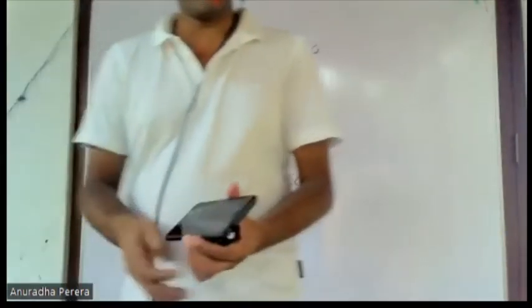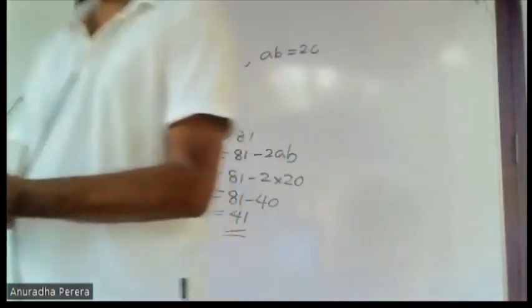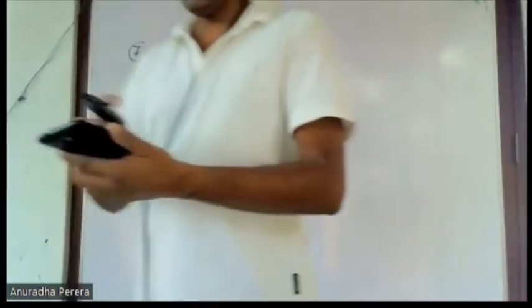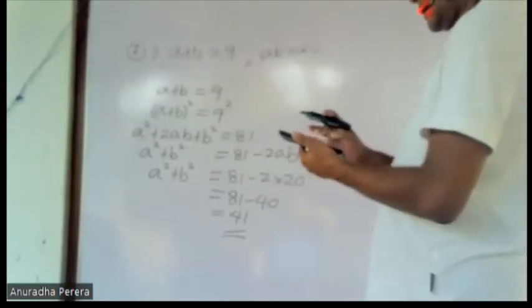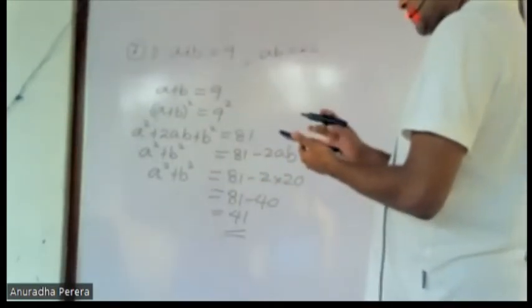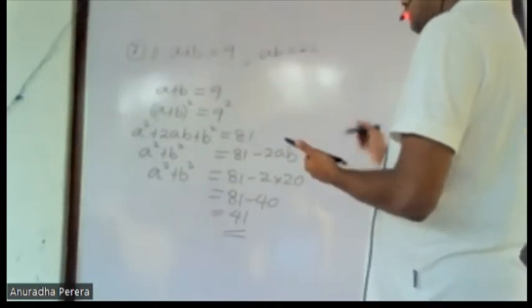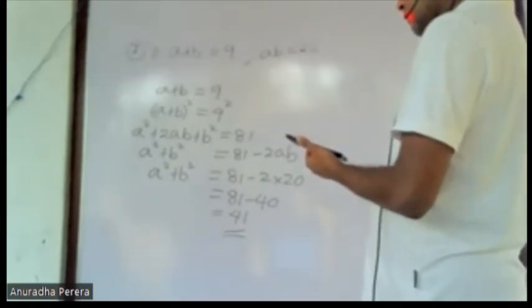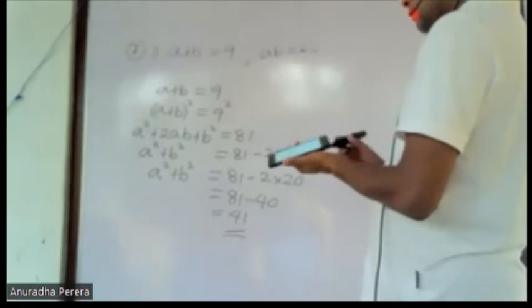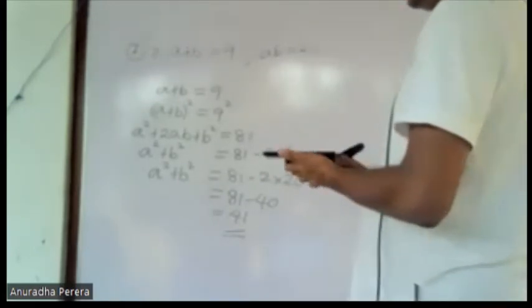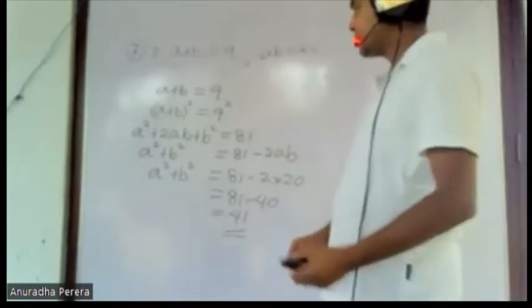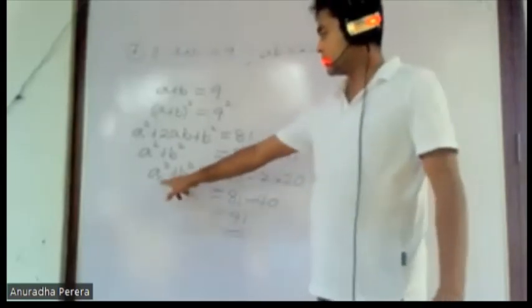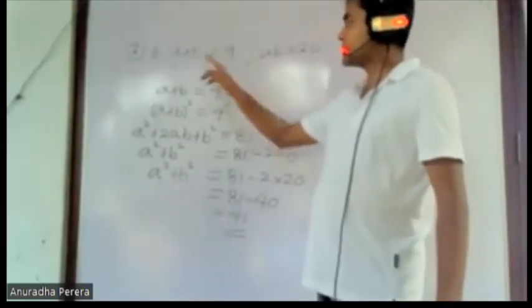Last question. Find the value of a squared minus b squared when. Excuse me, sir. Yes, beta. Sir, can you explain it again? We need a squared plus b squared, right? Then can you start from this one?